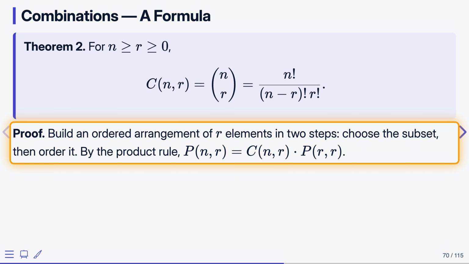Do it in 2 steps. First, choose which r elements to use. That is C(n, r) ways. Then put those r elements in order. That is P(r, r) ways. 2 steps in a row, so we multiply. The working is on the next slide.